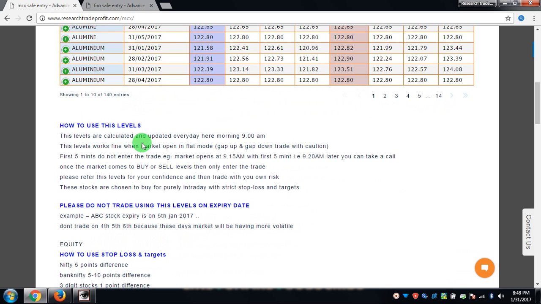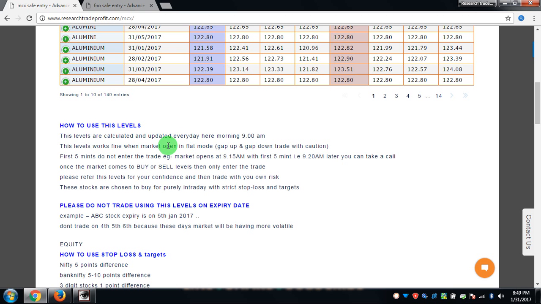These levels are calculated and updated every day morning at 9 o'clock. So every day morning at 9 o'clock you can see these automatic levels updated on our website. These levels work fine when the market opens in flat mode. Suppose the market opens in a flat mode, that day there are chances for both buy and sell, whether it is commodity or F&O. If not, you have to wait for some time to get an entry chance.